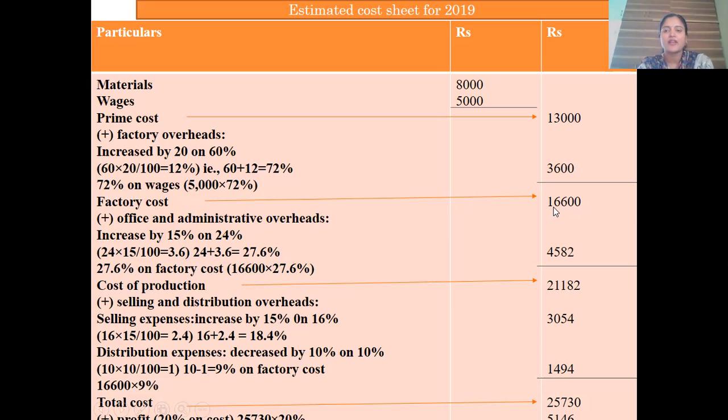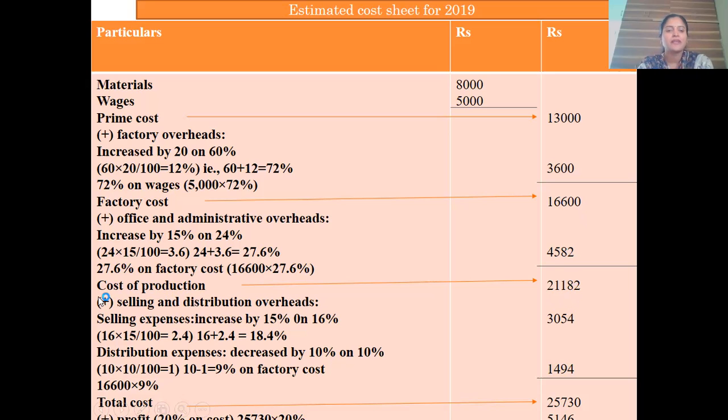So what is your factory cost? Factory cost is 16,600. Calculate 16,600 into 27.6%. Then we get 4,582 rupees. Now when we add the factory cost and the factory administration expenses, you are going to get the cost of production, that is 21,182 rupees.